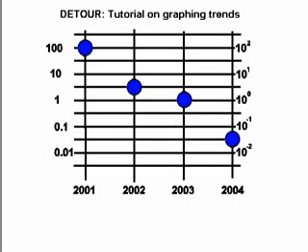Detour, tutorial on graphing trends. The horizontal scale is the same as before. It is proportional to the year, or as a mathematician would say, it is linear. But looking at the left, we see the vertical scale is no longer linear.